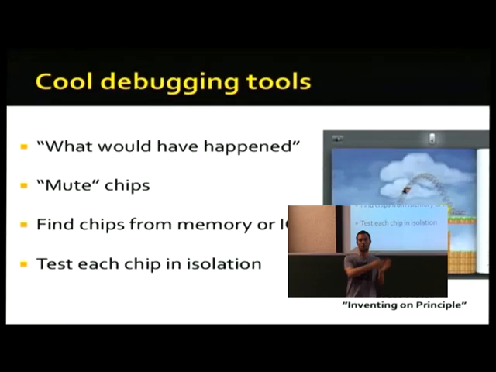We can also do cool things about muting chips. Like I talked about earlier, the switches can turn chips on and off, but we can do that manually too. We can say, well, I want just this chip active. I want to see what happens if just this one's going on when you're debugging.